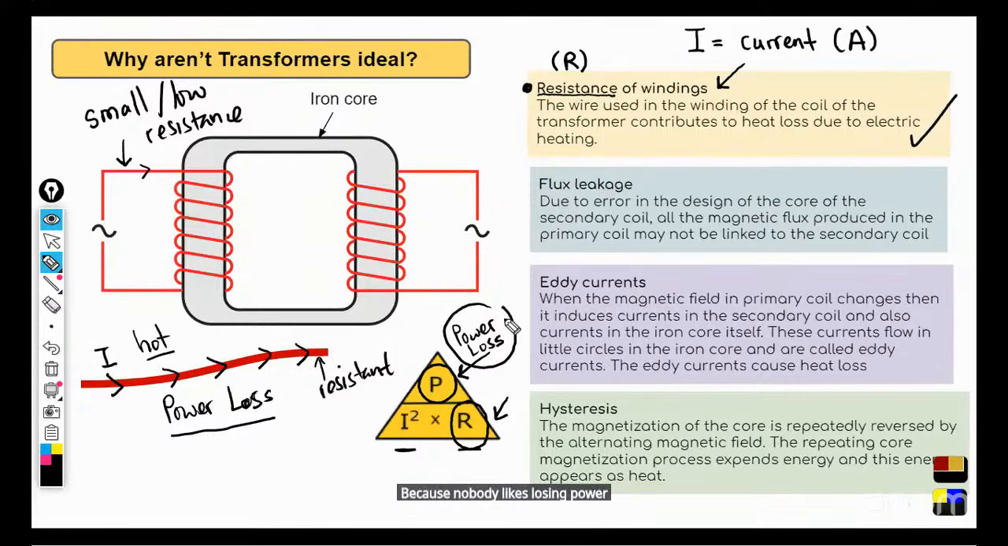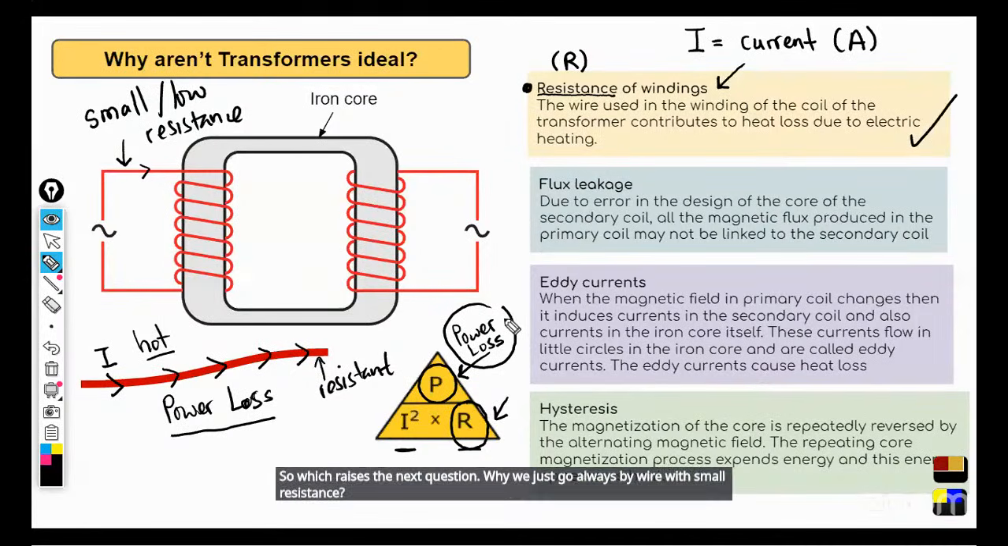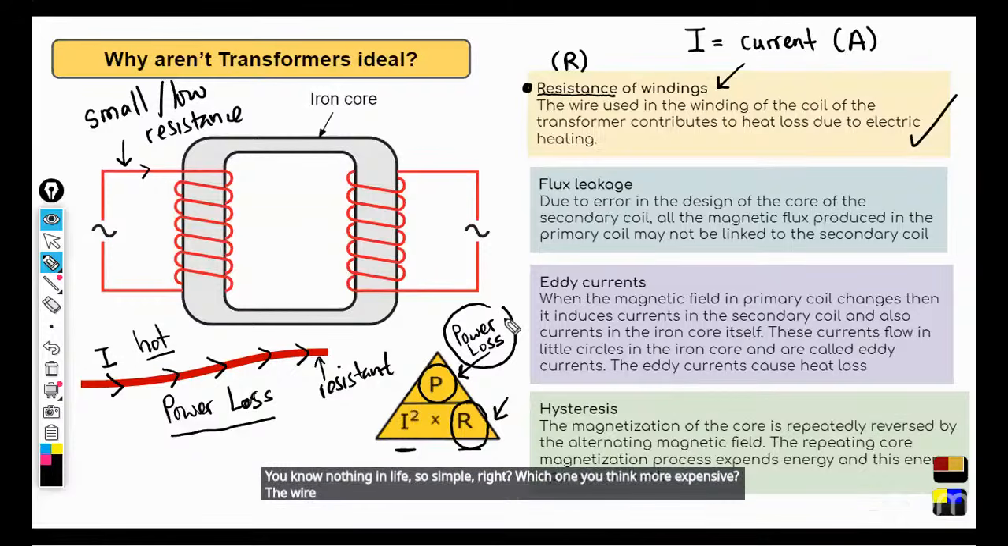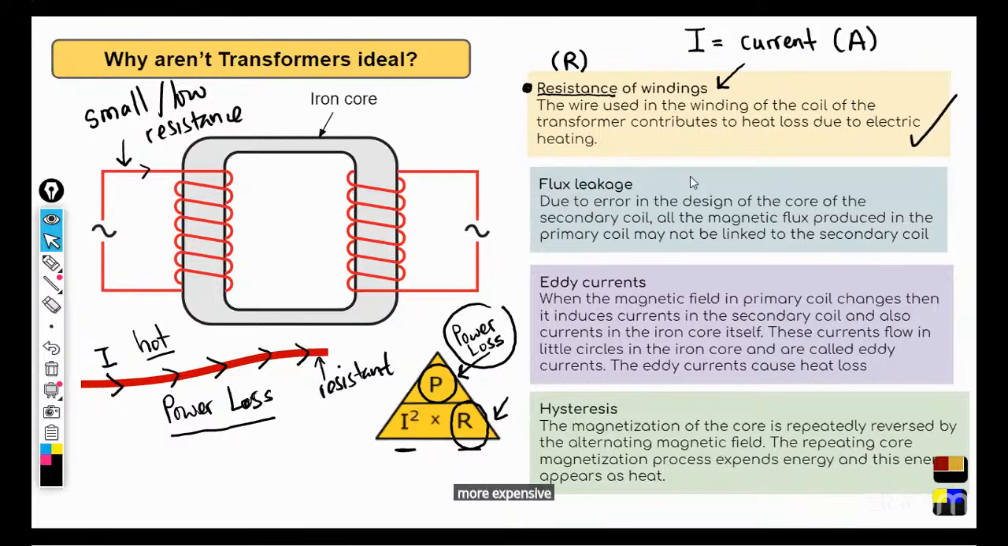So it raises the next question. Why don't we just always buy wire with small resistance? You know, nothing in life is so simple, right? Which one do you think is more expensive? The wire with small resistance or the wire with large resistance? The answer should be obvious.